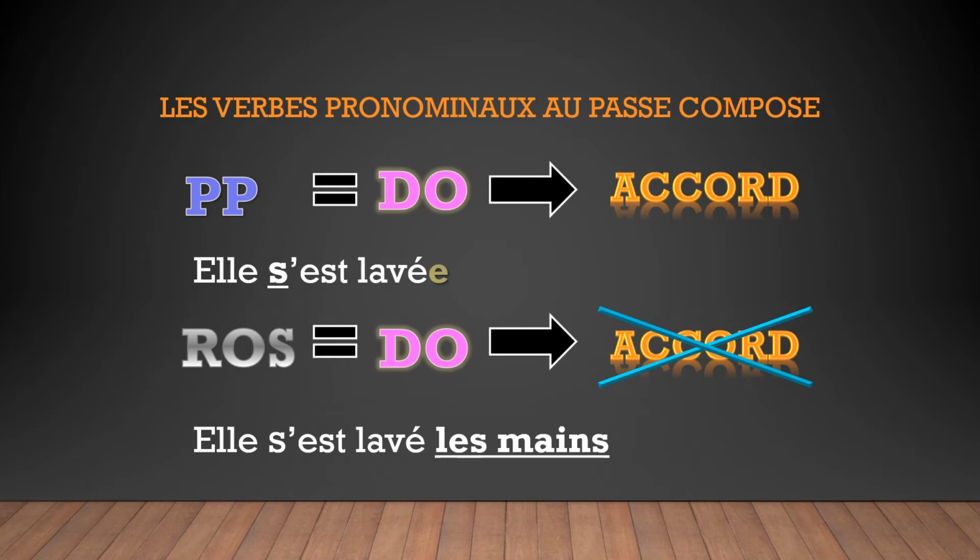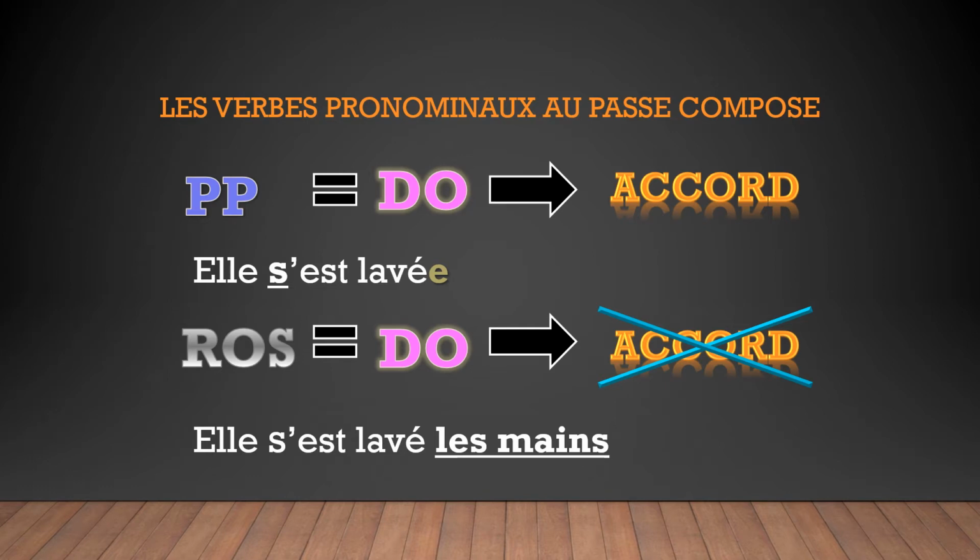Elle s'est lavée, il s'est lavé les mains. In the first one, the question is, what's being washed? Is it the se or something after the verb? Since there's nothing after the verb, process of elimination, it must be the se. So since my reflexive pronoun is what got washed, then I need to put agreement for the subject, which is elle, so I need to add an e. Elle s'est lavée.